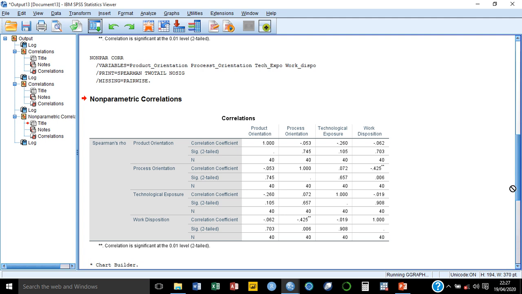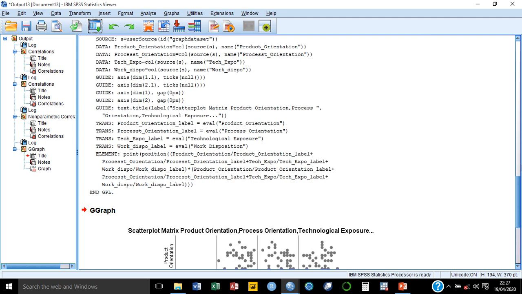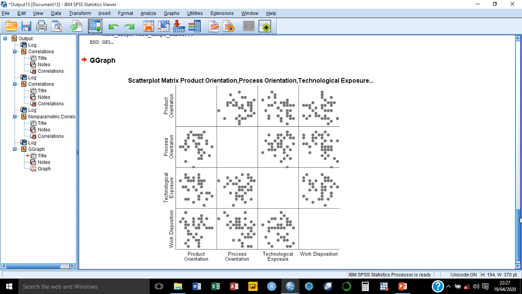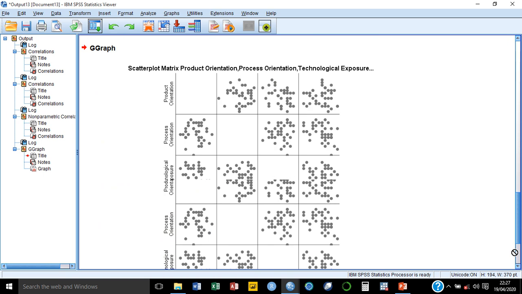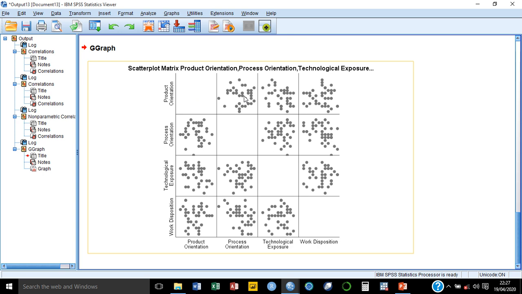So here from this table it's running graph. From this table you can see how scattered they are graphically. Process orientation gave us a more significant test. You can see this is scattered, this is quite scattered. It's process orientation that looks more put together. You can see there's a relationship here, though it's negative. Or is it negative? Yeah, though it's negative, there's still a significant relationship.